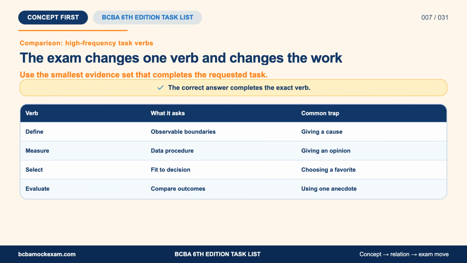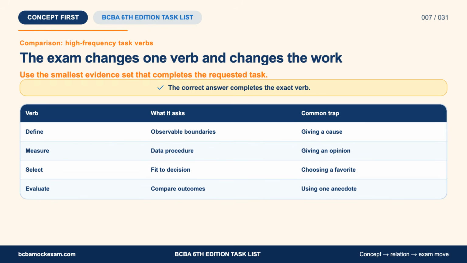In the exam, the task verb limits which evidence counts. For example, the table separates define, observable boundaries, giving a cause from measure, data procedure, giving an opinion. That comparison is useful because the same case can contain familiar vocabulary while the requested job changes. Read the middle column as the answer fit and the final column as the near miss. The exam is asking you to preserve the feature in the first column, not to choose the most familiar term.